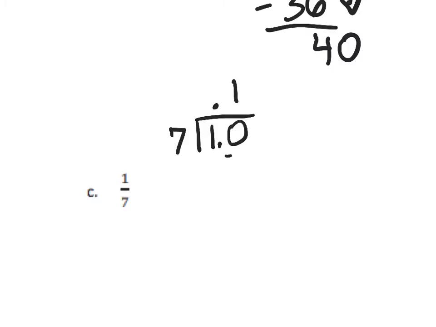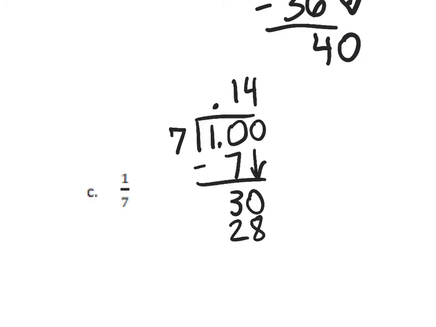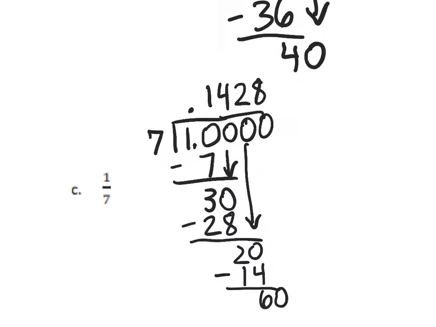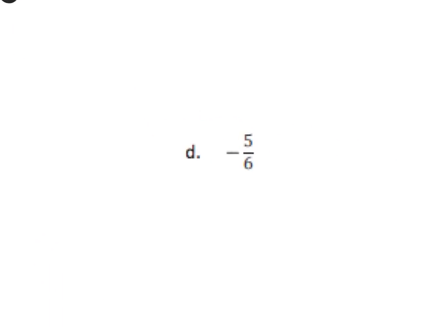So you've got 1. 7 goes into 30. 7 times 4 gives you 28. Bring down a 0. 7 goes into 20. 7 times 2 gives you 14. This is where you get a chance to really show me you mastered long division. So you've got 60. 7 times 8 gives me 56, and so on. This is going to keep going to a set of numbers that repeats. Let's slide over to our last one, -5/6. Let's just show the setup. 6 goes on the outside, 5 goes on the inside.